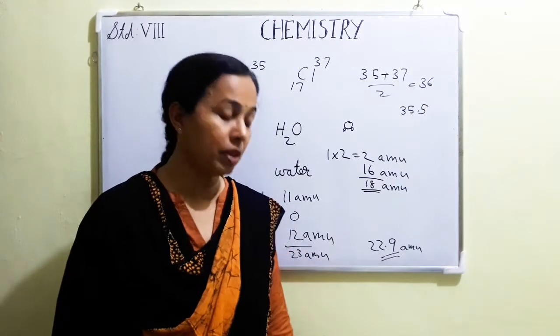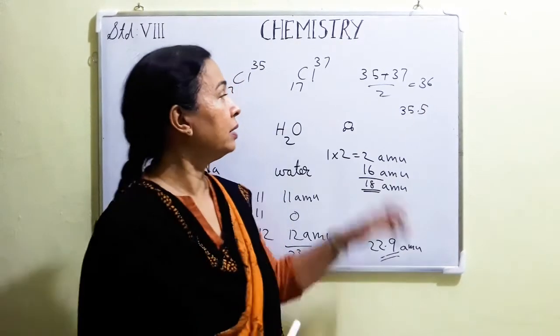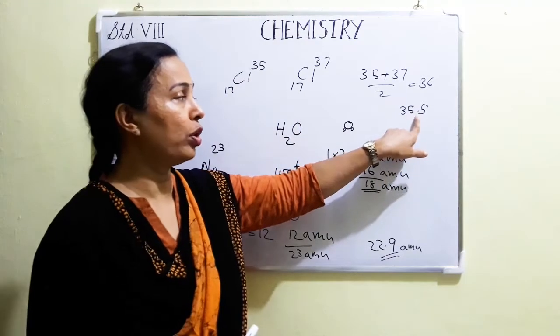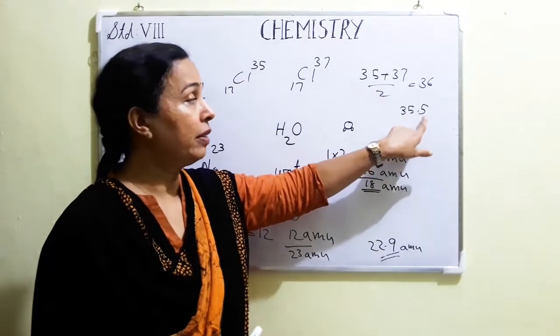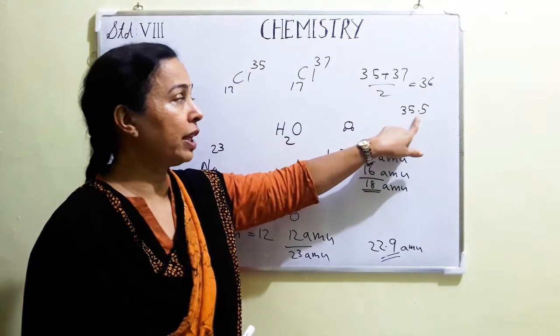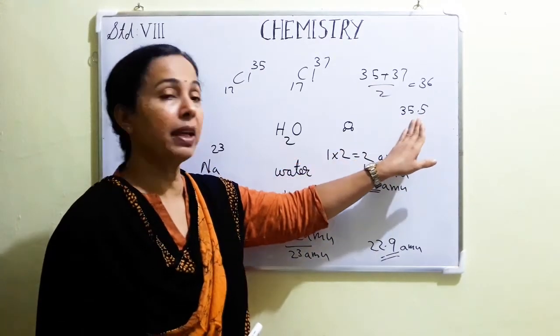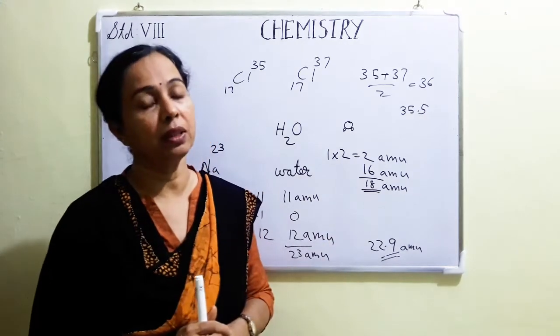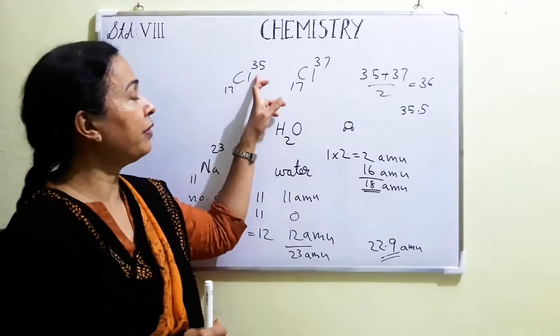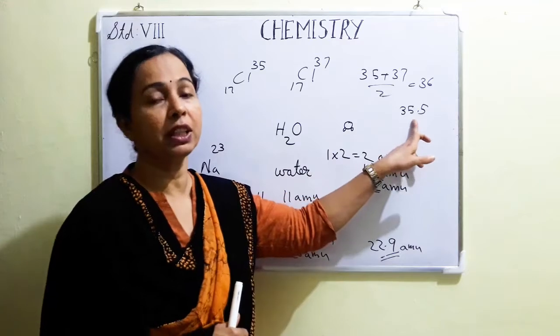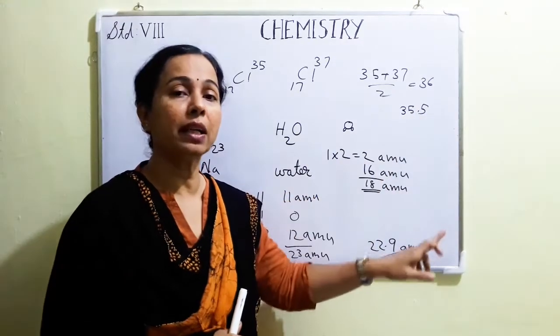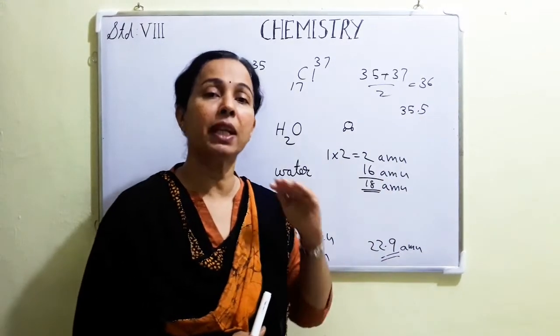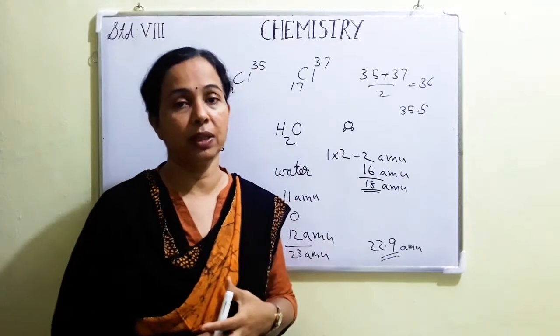Okay, except chlorine. Chlorine cannot be converted into a whole number. It is 35.5. We cannot convert it into 36, or simply avoid the 0.5 and make it 35. So chlorine's mass number and atomic mass are different. Mass number will be 35 and atomic mass will be 35.5.